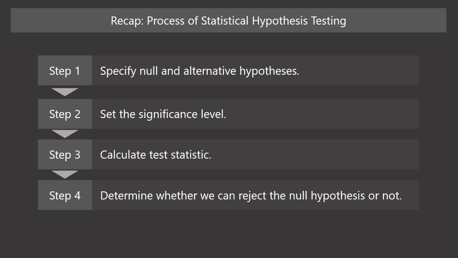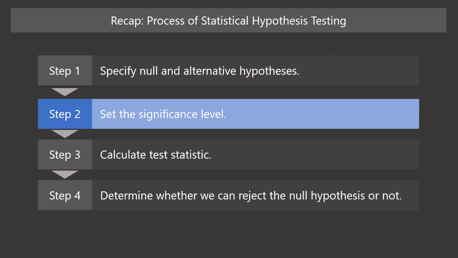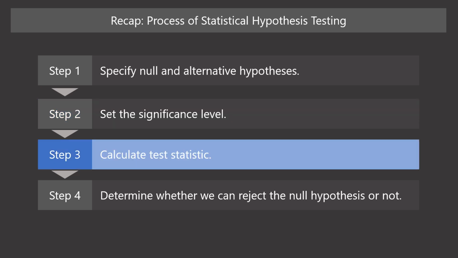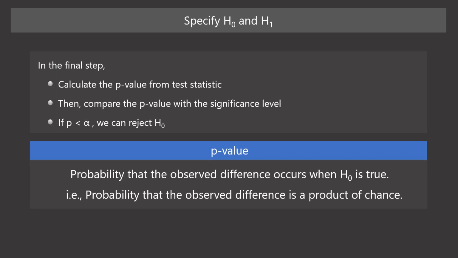Let's recap the process of hypothesis testing. First, specify null and alternative hypothesis. Second, set the significance level. Third, compute test statistic. And finally, determine whether we can reject a null hypothesis using p-value. Remember that while a null hypothesis says that there's no difference, an alternative hypothesis says that there's a significant difference.